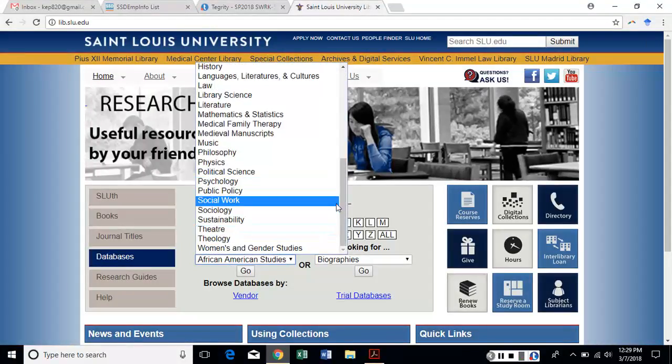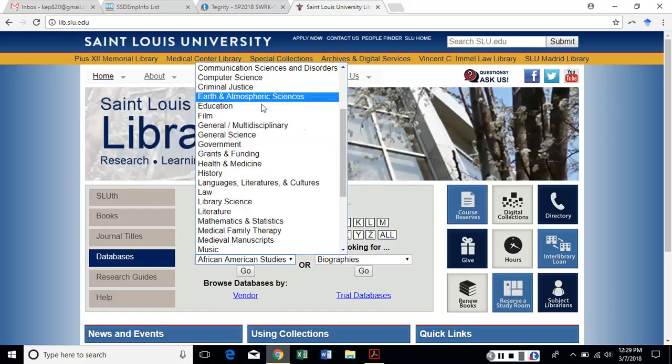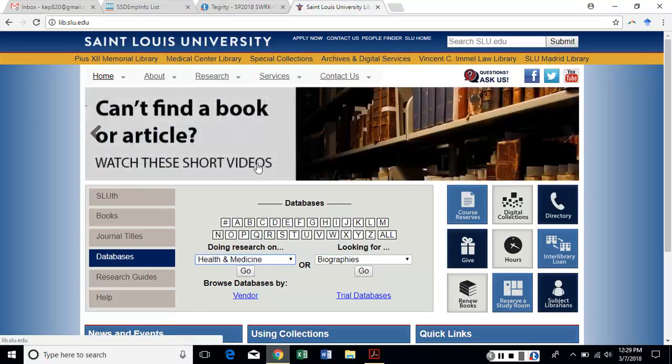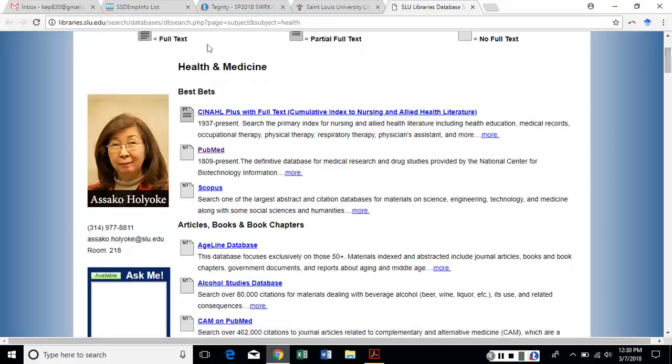There's a social work option. Let's think about my research question of looking at birth outcomes for pregnant women who have opiate addictions. That is really related to health and medicine, so I'm going to focus on health and medicine. I'm going to click there, click go, and then it's going to tell me what the best databases are for health and medicine.